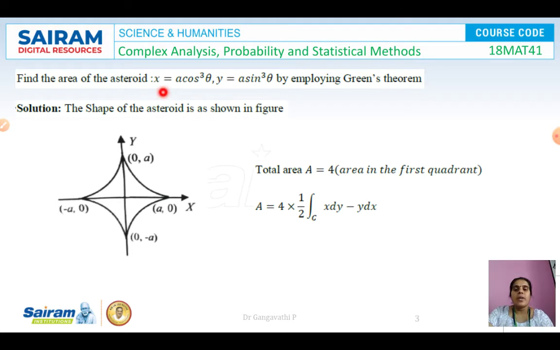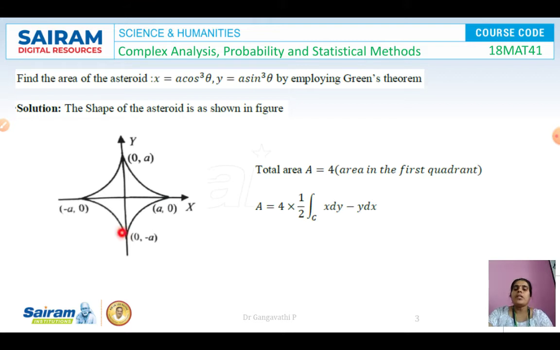Find the area of an astroid, x equals a cos cube theta and y equals a sin cube theta, by employing Green's theorem. The astroid is a curve of this form as shown in the graph, and by employing Green's theorem we have to find its area.